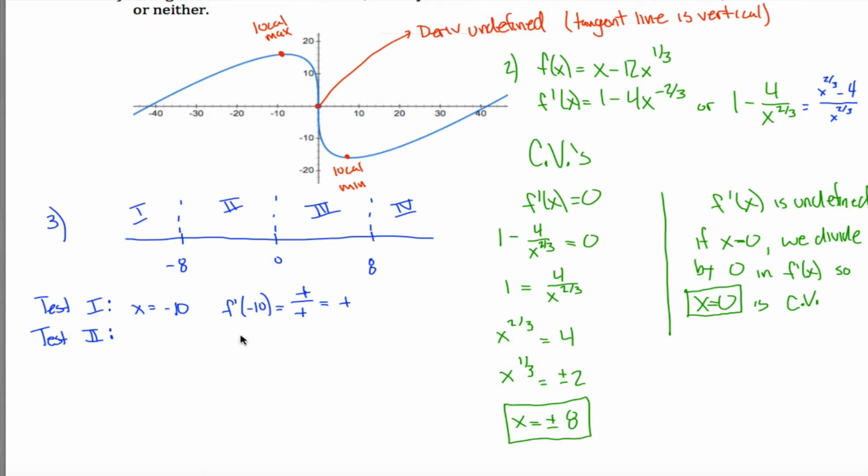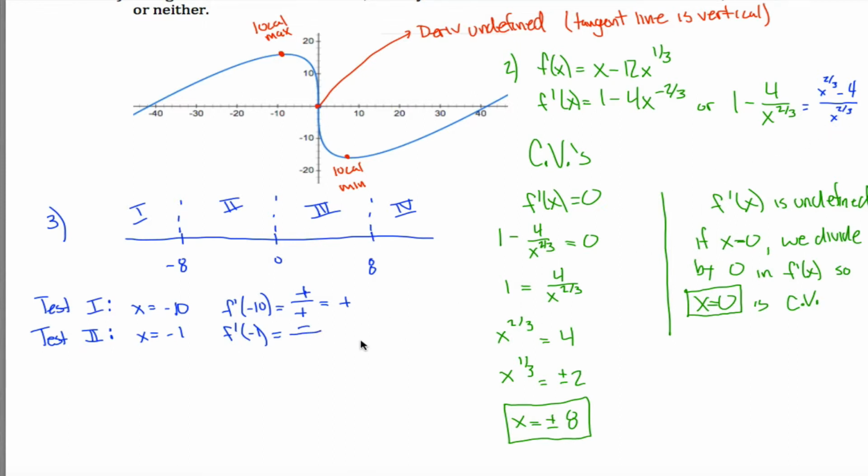Now I need to pick some number between negative 8 and 0. How about negative 1? F prime of negative 1, well, that'll be pretty easy because negative 1 to the 2/3 power is positive 1, because the 2 squares it makes it positive. 1 minus 4 is a negative number.